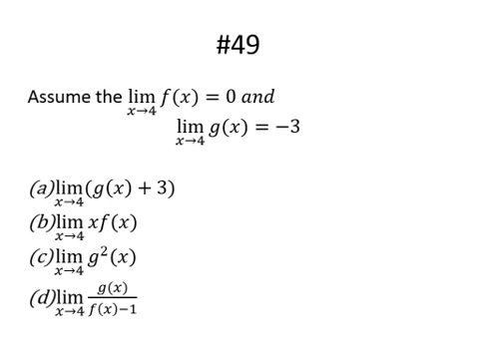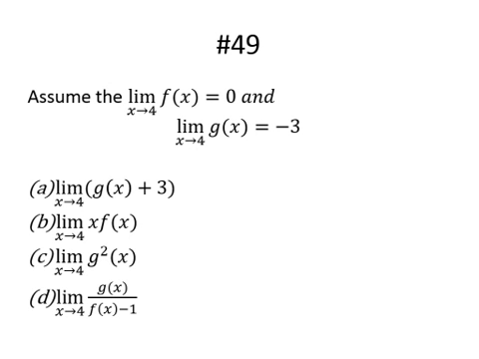Okay, so let's assume that the limit as x approaches 4 of f(x) is 0 and the limit as x approaches 4 of g(x) is negative 3. We want to find the following: the limit of g(x) plus 3, the limit of 4 f(x), the limit of g squared (x), and the limit of g(x) over f(x) minus 1.